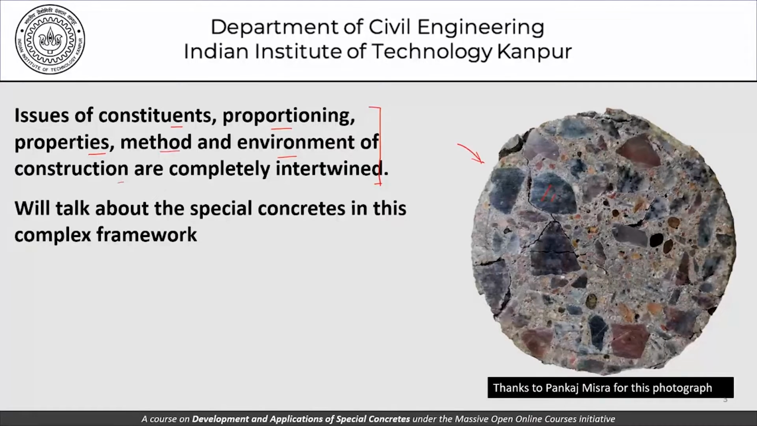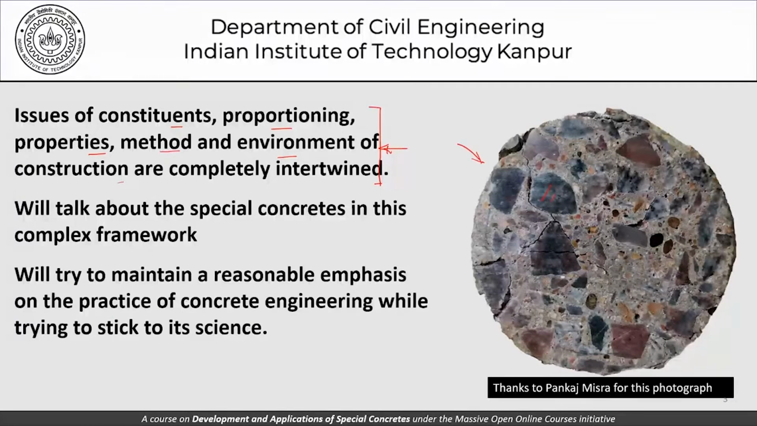We'll talk about special concretes in the complex framework of this interdependence. For normal concretes, we have to understand a few things, and that's what we are trying to do in this week or possibly a part of the next week, when we'll do basic concrete engineering and then go on to develop our concepts into special concretes. We'll try to maintain a reasonable emphasis on the practice of concrete engineering while we stick to its science.